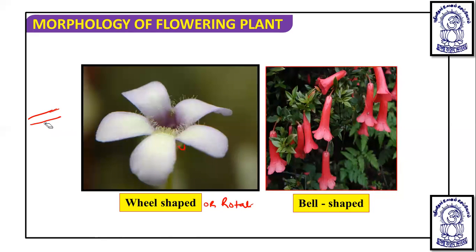So if you want to make a visible diagram for this rotate, like this, you will see three petals, but at the base side you will see that they are forming one tube-like structure. Above this you will see these petals, which are visible in the shape of a wheel or rotate. And this wheel or rotate will be seen in the case of brinjal.